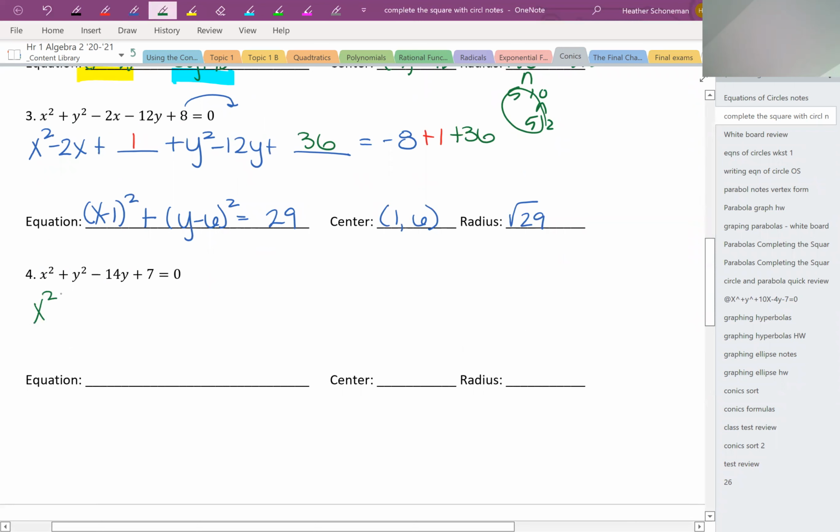Okay, over here, I'm going to group the x's, but all I have is x squared. There's nothing else, so I'll just put blank. Plus y squared minus 14y plus blank. 7 goes to the other side, and now it's negative 7.